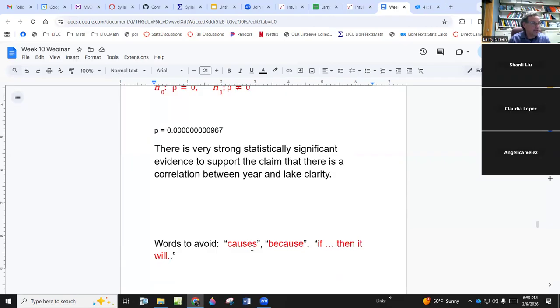And again, do not use cause, do not use because. Do not use if, then, it will. Those are just bad words. Because sometimes you might even think that it might be a causation kind of thing, but in statistics, you can never say that something caused this or something affects this. You can't do that. Even if you think it might be true, if all you've used is statistics, that's not enough. You have to have other science.